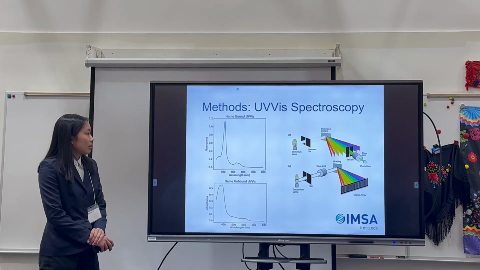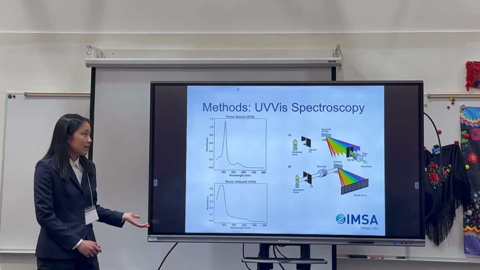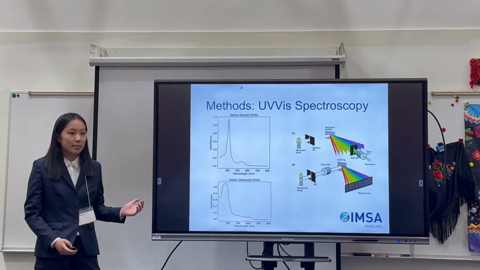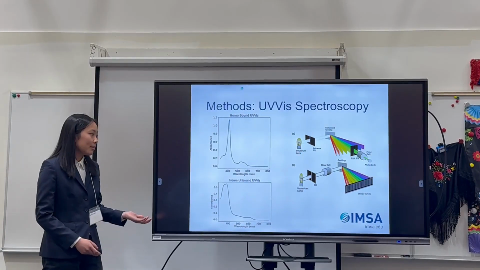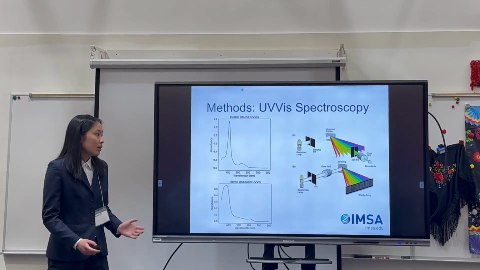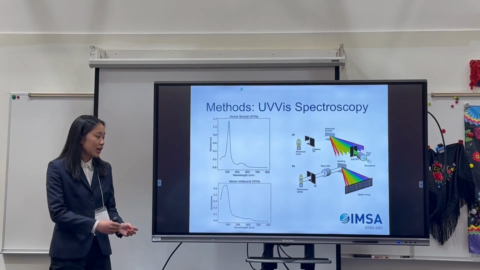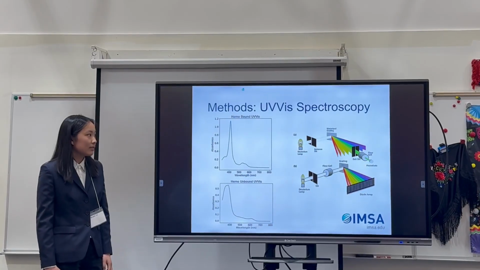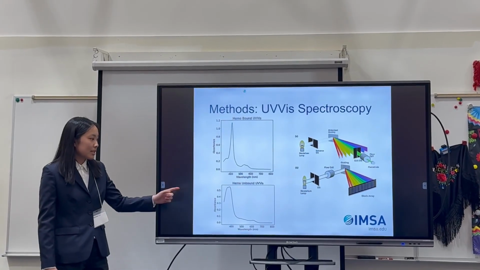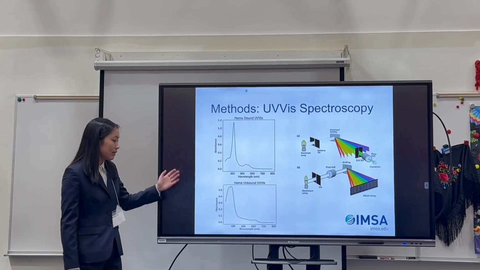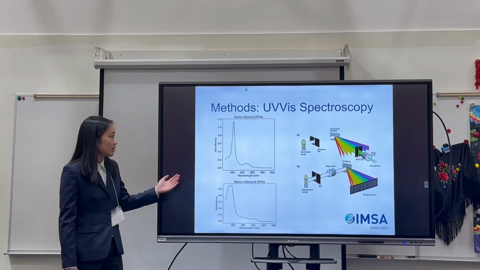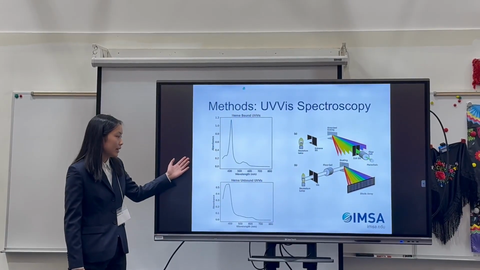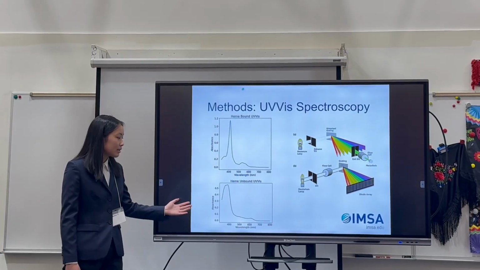Okay, so we used ultraviolet-visible spectroscopy to help us determine how much heme is bound to our peptides versus not bound. Essentially, we shined certain wavelengths of light in the ultraviolet-visible spectrum through our sample and then into a detector, and based on the absorbance, it would give us these spectra. This is an example of a heme-bound spectra and then a non-heme-bound spectra.